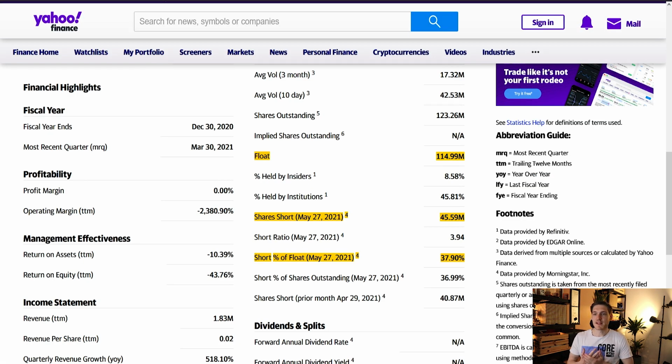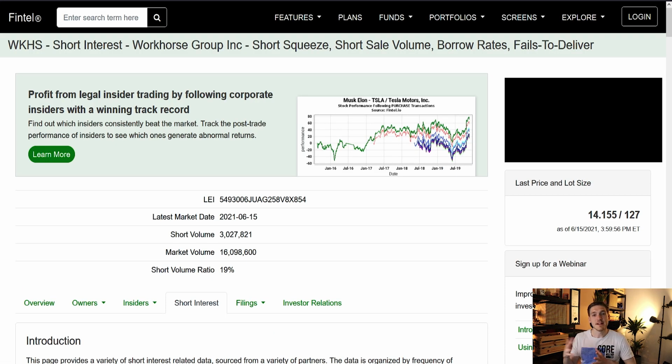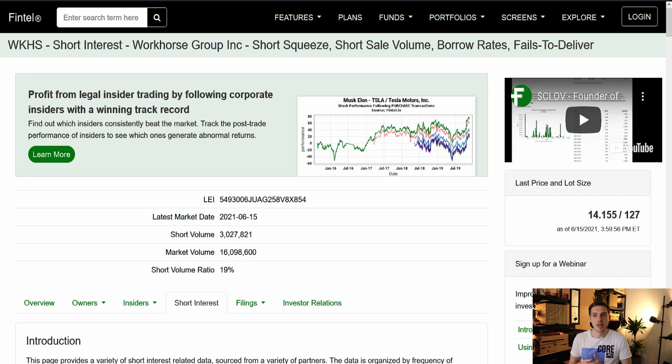On Yahoo Finance, we can see the amount of shares being sold short, just like the other websites out there, but the float here is different, so I'm not sure if this is updated correctly, and that means that the short interest percentage is different here too, but it's not correct if you compare this to the other websites. And on Fintel, we can find a different ratio, which is the short volume ratio, basically the short volume versus the market volume in total.